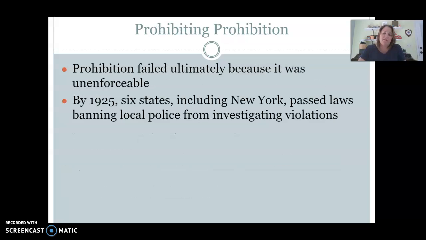Prohibition ultimately failed because it was unenforceable, so people would continue to drink even though it was technically illegal. By the mid-20s, police were not investigating any violations of alcohol consumption just because they couldn't control it.